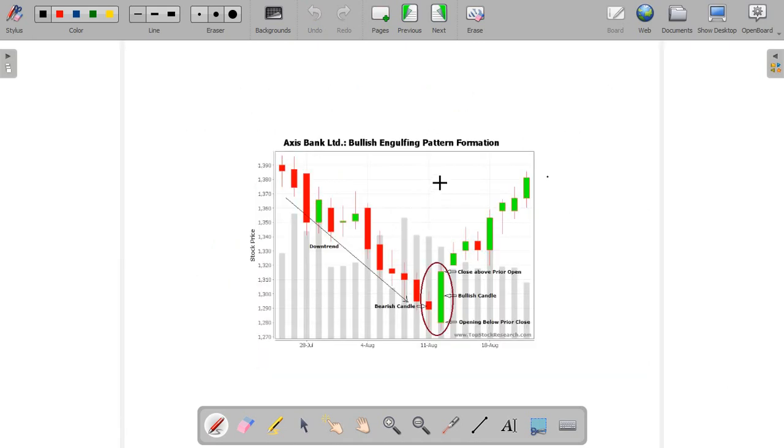One more you can see here, the engulfing pattern. This is a small body totally engulfed by the big body. This has been shown here. So this is also an engulfing pattern. It is a bullish engulfing pattern. Friends, what this is telling is that the trend reversal is there.